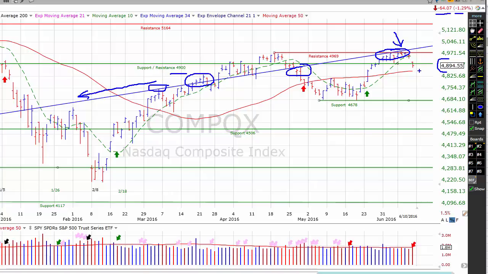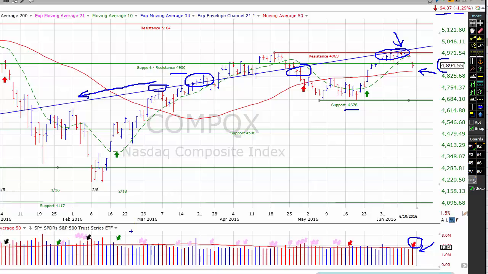Next area of support for the NASDAQ is going to be down here at the 50-day moving average, which we show in red. If we break below that, we have support all the way down here in the 46.78 area. Trading volume on Friday was heavier than the prior day, giving us a distribution day.